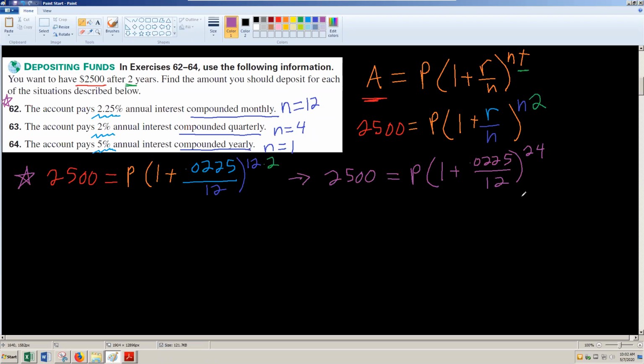So I'm going to enter this stuff in. I'm going to represent it with an approximation for you, but just keep in mind that when I'm actually doing this, I'm going to leave it as that yucky number, and then I'm just going to do 2,500 divided by whatever that is. So I'm going to do an approximation for that now. Let's see what we get. So we get 1 plus my 0.0225 over 12 and that's all being raised to the 24.